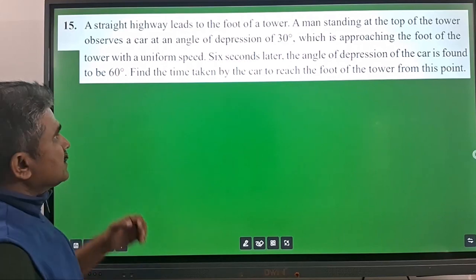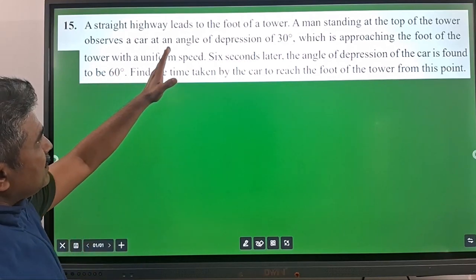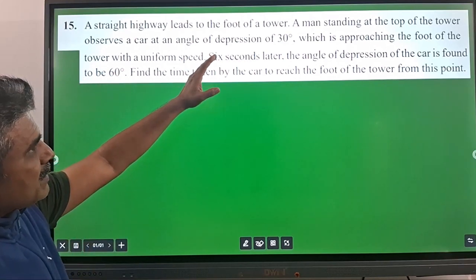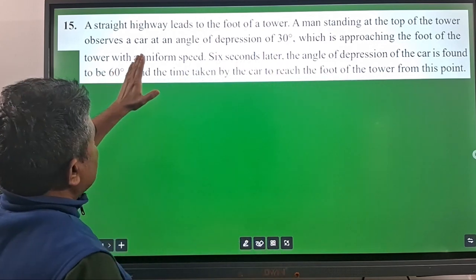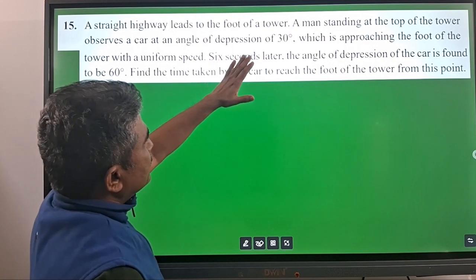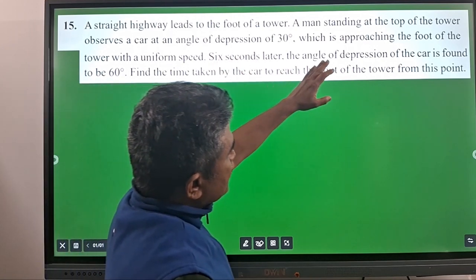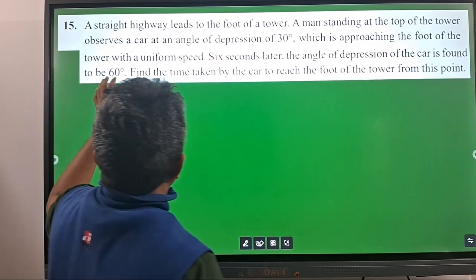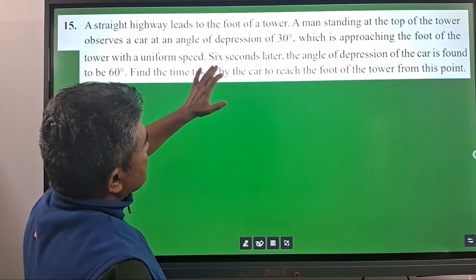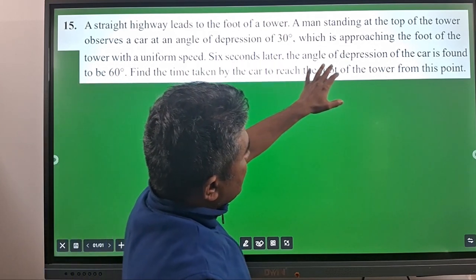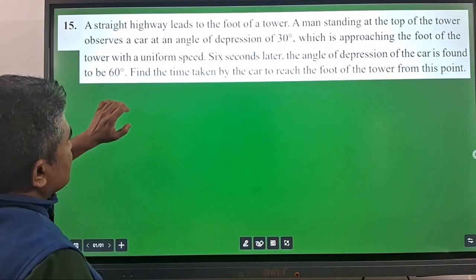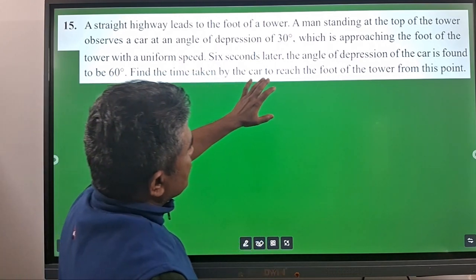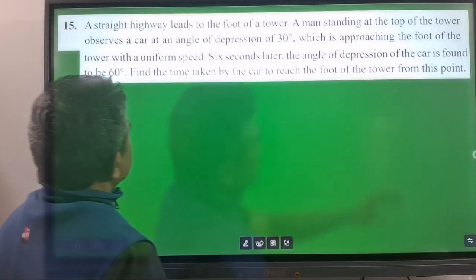The question is like this: a straight highway leads to the foot of a tower. A man standing at the top of the tower observes a car at an angle of depression of 30 degrees, which is approaching the foot of the tower with a uniform speed. 6 seconds later, the angle of depression of the car is found to be 60 degrees. Find the time taken by the car to reach the foot of the tower from this point.